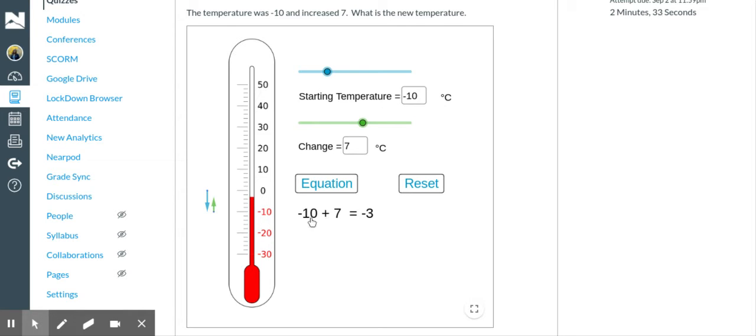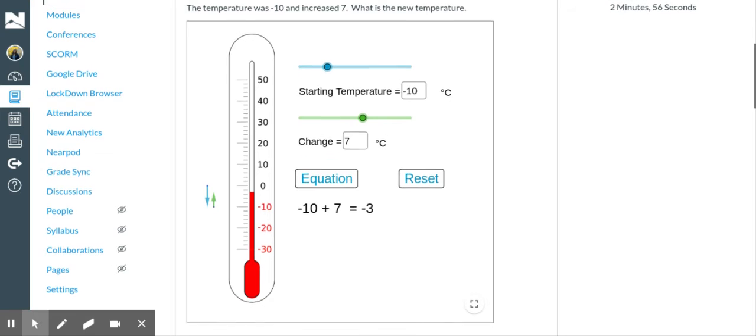But we start at -10, and 7 wasn't enough to get us to a positive number, so it still stays negative. So without this, you could actually take -10 and then just do 10 minus 7, which is 3, and then realize you have to stay negative because you didn't increase enough to get to the positives.